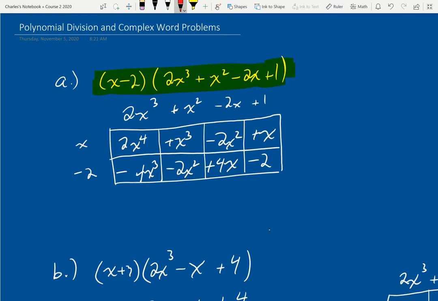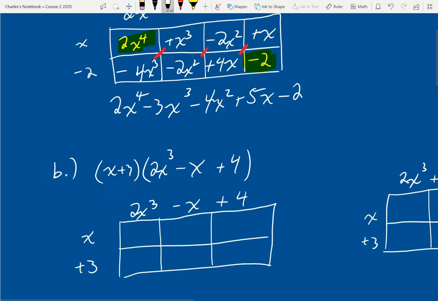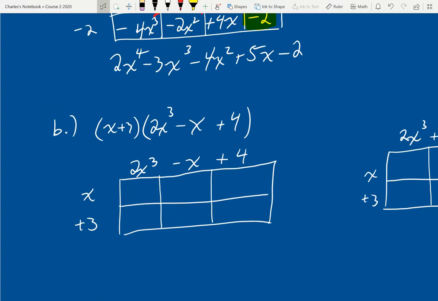And then if you've done this right, what you should see is your like terms are aligned diagonally from each other. I'm not going to have like terms with either my first or my last term. Those ones are going to stand alone. So I get 2x to the fourth, and then I had minus 4 plus 1, so minus 3x cubed, minus 4x squared plus 5x minus 2. And that's my answer.